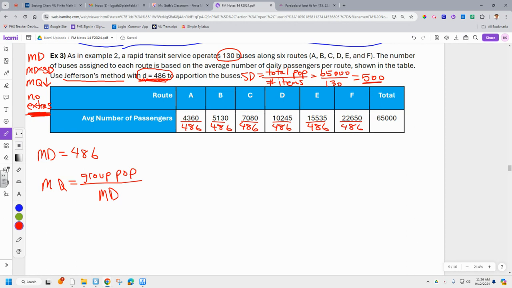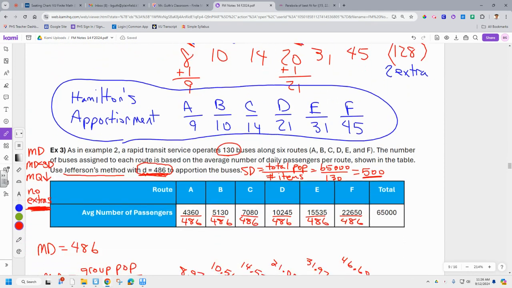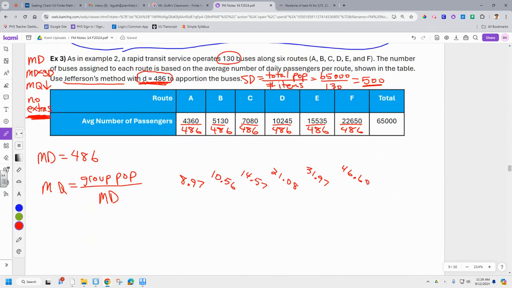and we get modified quotients 8.97, 10.56, 14.57, 21.08, 31.97, 46.60. Notice they're close to the numbers we got before, but not the same. They're not going to be the same. They should be close, though.